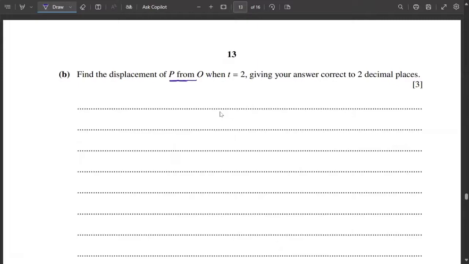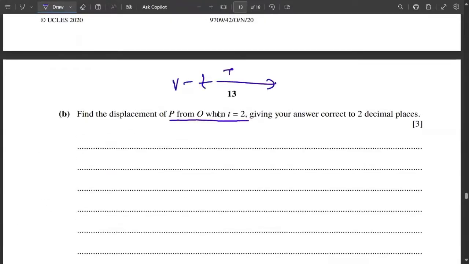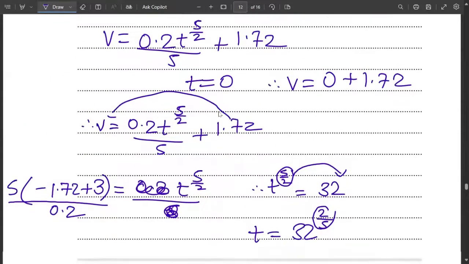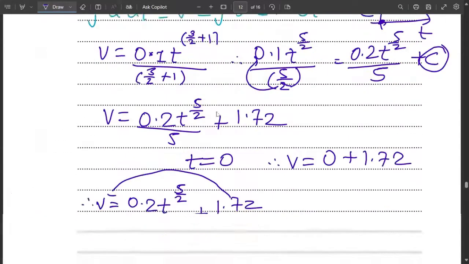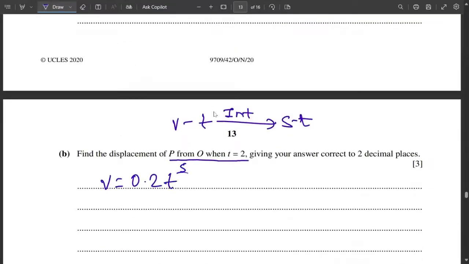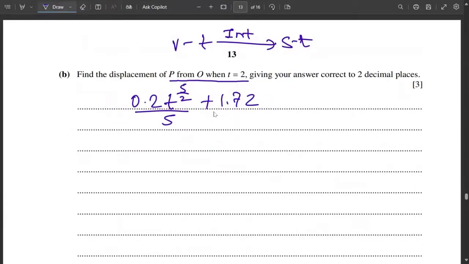Find the displacement of p from O when t equals 2, giving your answer to 3 significant figures. This is also a very easy question. We have the velocity time graph. We'll integrate it and we'll get the displacement time graph. Now, what is the velocity time graph? v equals 0.2 t raised to 5 by 2 upon 5 plus 1.72. Now we integrate the velocity time graph. When t equals 2, the limits should be 2 and 0.